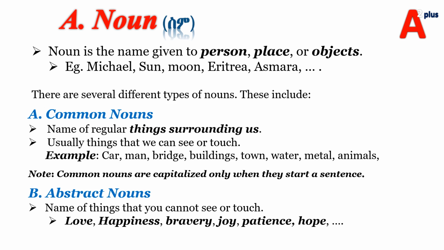Abstract noun is a name given to things that we cannot see or touch, usually emotions. Love, happiness, bravery, joy, patience, hope, etc.